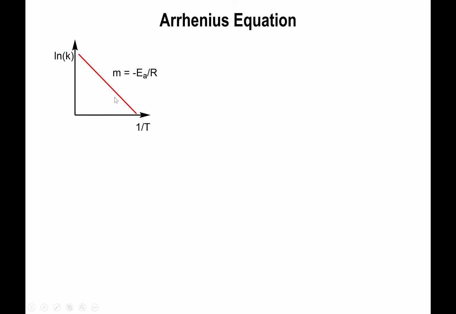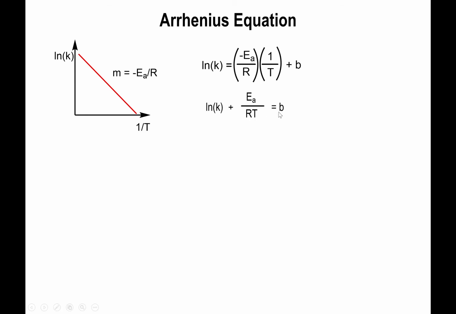So this is the idea. The ln of k versus 1 over T gives you a line, a linear plot with a negative slope. And that slope corresponds to the negative of the activation energy divided by R, where R represents the gas constant, 8.3145 joules per mole Kelvin. Now if you write this as a linear equation, this line will correspond to ln of k, which is the y value, equaling the slope, which is negative activation energy over R, times x, which is 1 over T, plus the y-intercept, which we're just calling b.